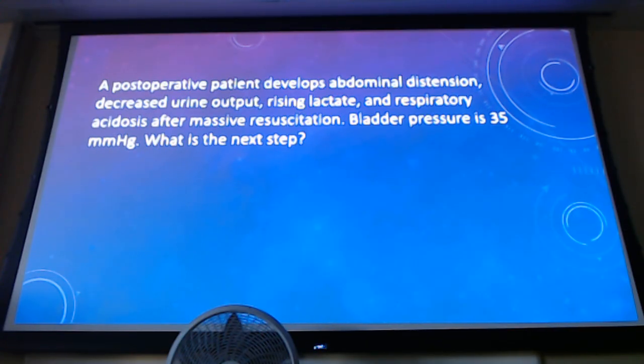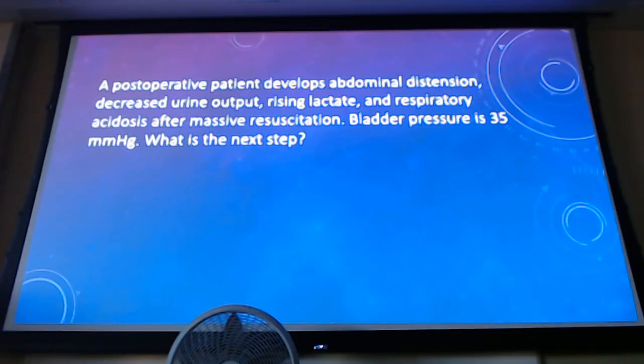Okay, if you have massive resuscitation, that's going to cause the intestines to do what? Everything swells, right? So your intestines are going to be swollen, and your abdominal region is distended. If you already have decreased urine output from the swelling, and a rising lactate means what? Right, greater than 4 is bowel death. Yes, abdominal compartment syndrome. This is abdominal compartment syndrome.